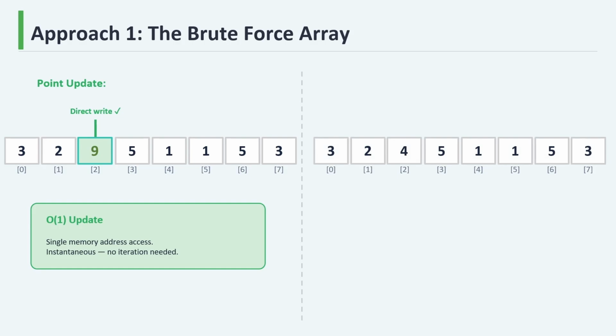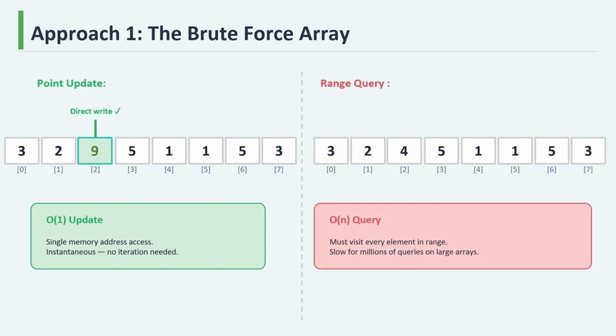However, range queries are a different story. A range query here operates in O(n) time because to find a sum you must visit every element within that specific range. For a sum query of 1 through 4, we iterate from index 1 to 4 and we get 12. This linear time operation is far too slow for billions of queries on large arrays.